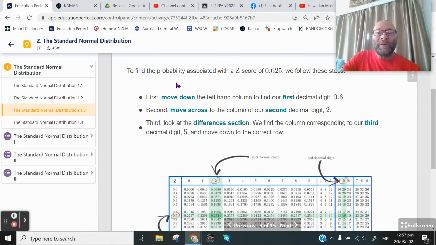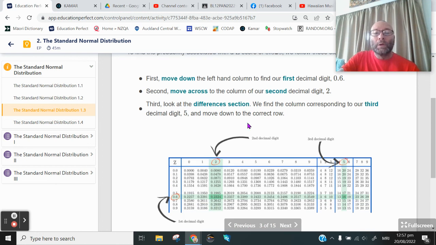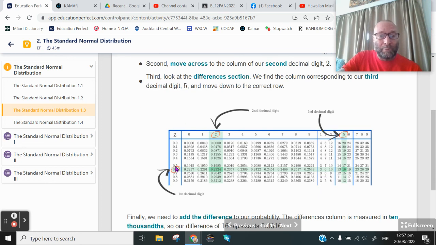So if we wanted to find the probability of being between 0 and 0.625 standard deviations from the mean, you follow these steps. Here's our table. We're looking for 0.625. This first column is the Z value. So the probability of being between 0 and 0.625. You go down the column, there's my 0.6. This row is the second decimal point. So 0.62. Find out where they intersect. And then 0.625, here's my third decimal digit, the 5.